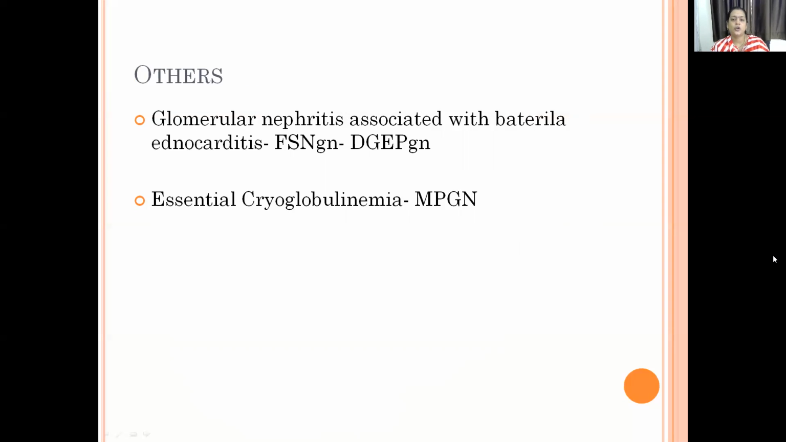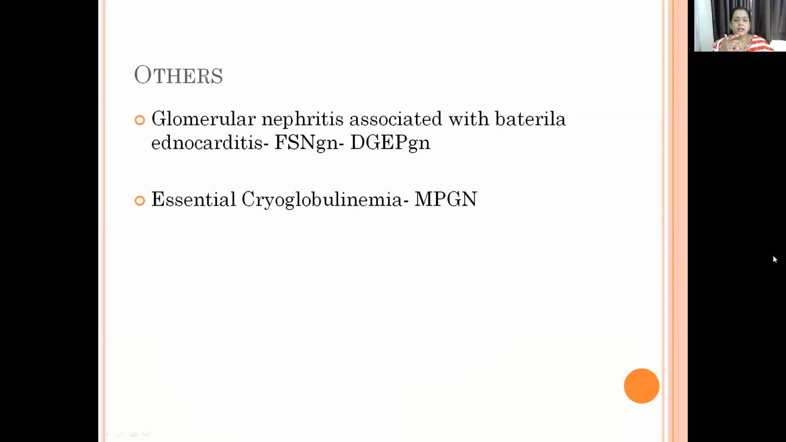Then others. Glomerulonephritis can be associated with bacterial endocarditis. It can be seen in the form of focal segmental necrotizing glomerular lesions or diffuse glomerular exudative proliferative glomerular nephropathy. Okay, so the lesion can be focal segmental or necrotizing. The lesion can be diffuse global exudative, or proliferative. I just wrote it in short form so that you remember what FSN is, right?